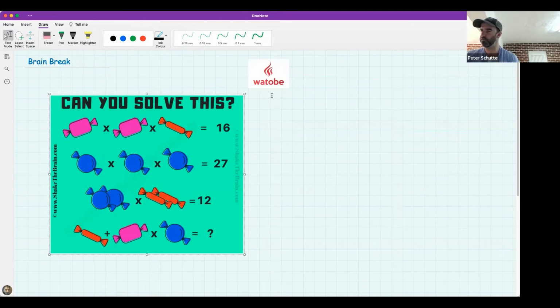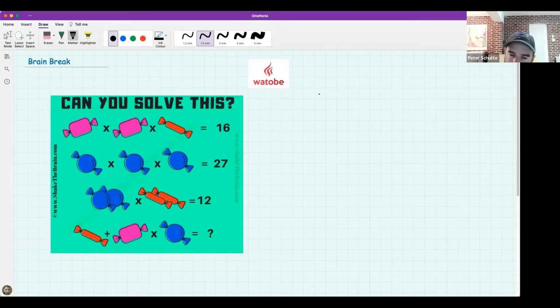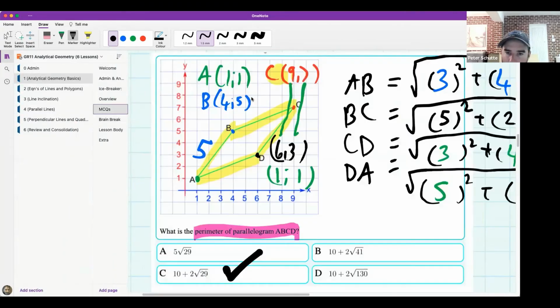DeAndre, I see you've raised your hand. Do you want to ask a question? Yes, sir. With calculating the distance for DA, why did you start with 1 minus 6? Do we not start with point D's coordinates being x1 and y1 because it's DA?